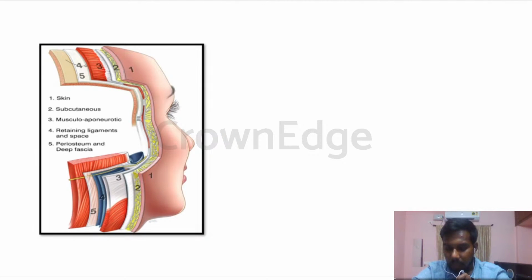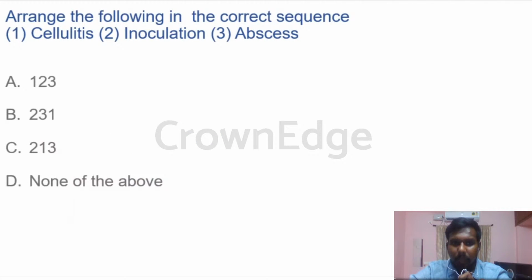Okay, so let us go ahead with the next question, right? Can we go to the next question? Arrange the following in the correct sequence: cellulitis 1, inoculation 2, 3, abscess.